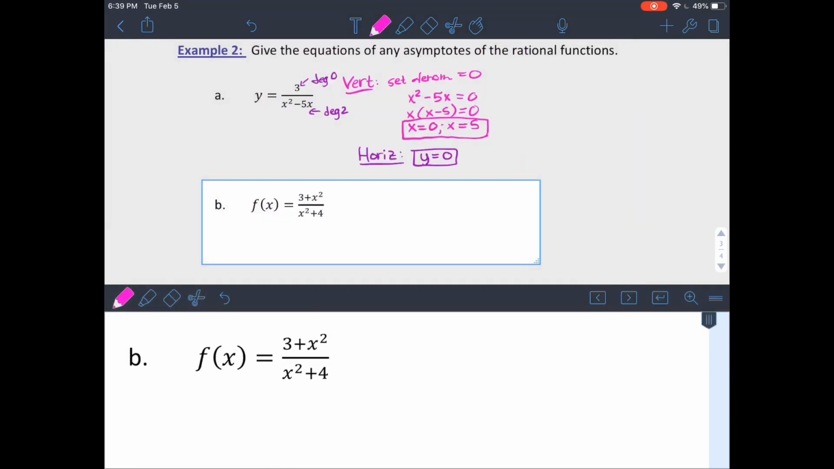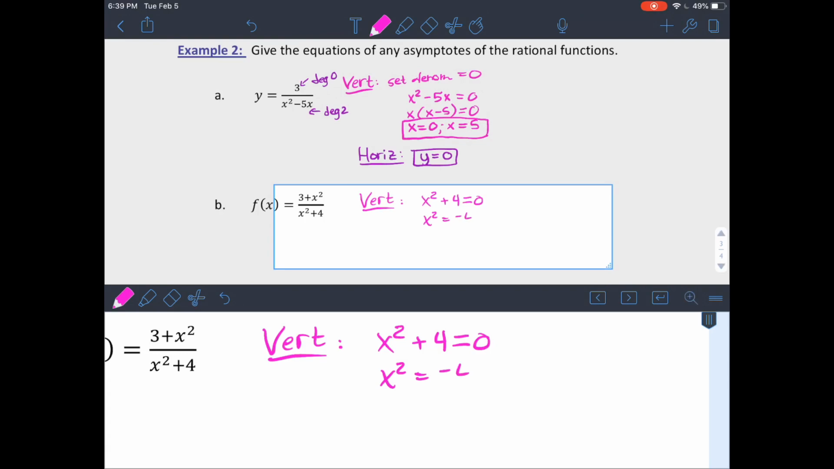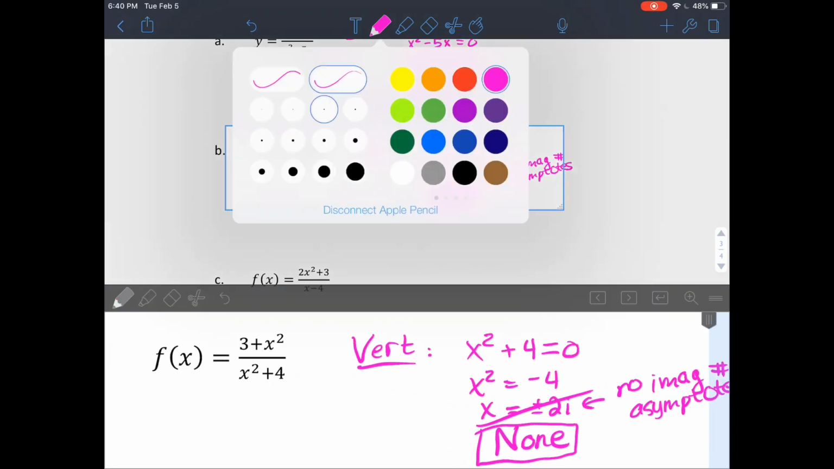On B, again, I would start with the vertical. If I take and set my denominator equal to 0, this is actually one where you're not going to have any vertical asymptotes because our equations of our asymptotes need to just be real numbers, not imaginary numbers. So there are no vertical asymptotes because there are no real numbers that make my denominator equal to 0, that make my function undefined.